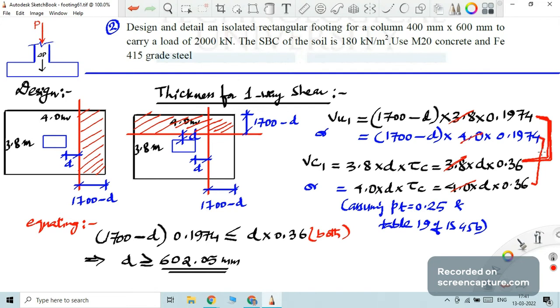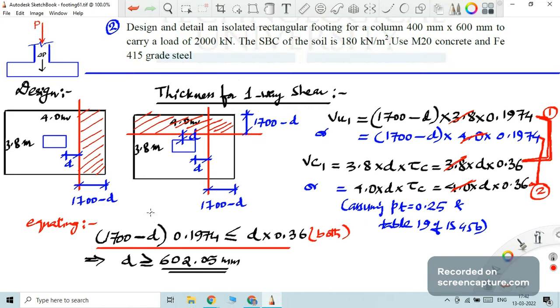Similarly, when you equate these two for section 1 and section 2, the 4.0 term is going to get cancelled. Ultimately, what you're going to get is the same equation for both the cases. This is possible if and only if the projection from the column face is selected as the same.